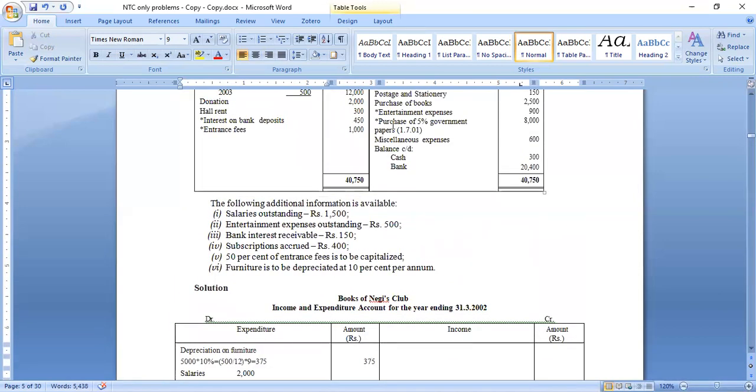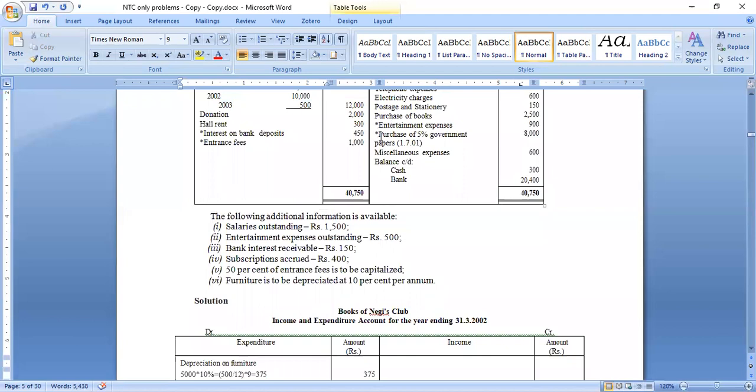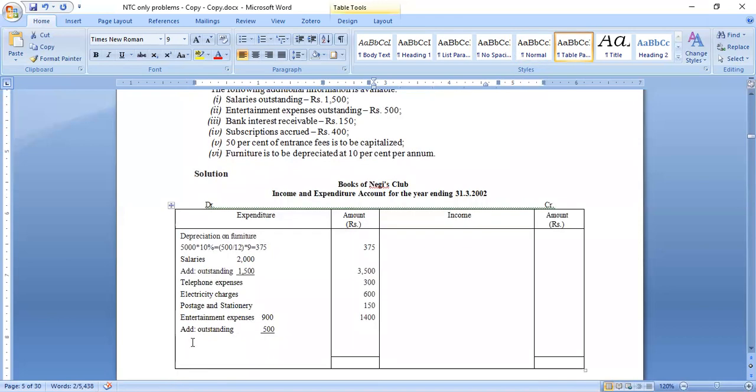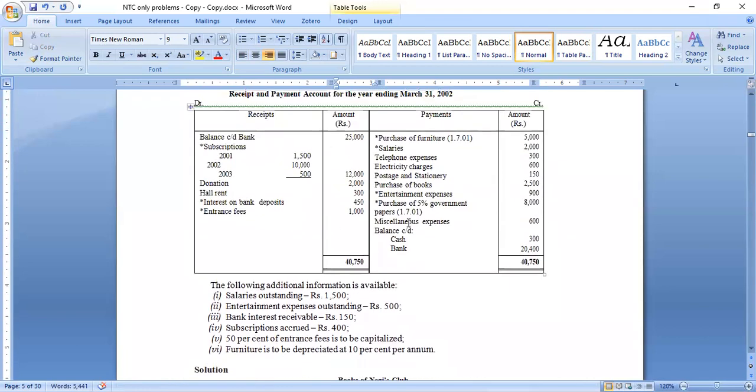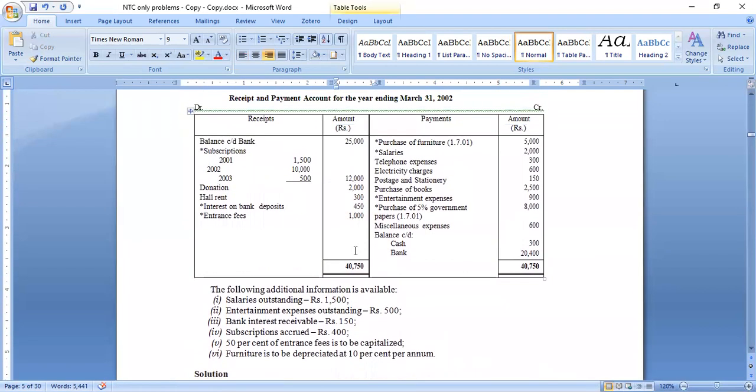So for the purchase of government papers, we have to calculate interest, and that interest is income. So next one, miscellaneous expenses 600. With this miscellaneous expenses, I think expenses are over.